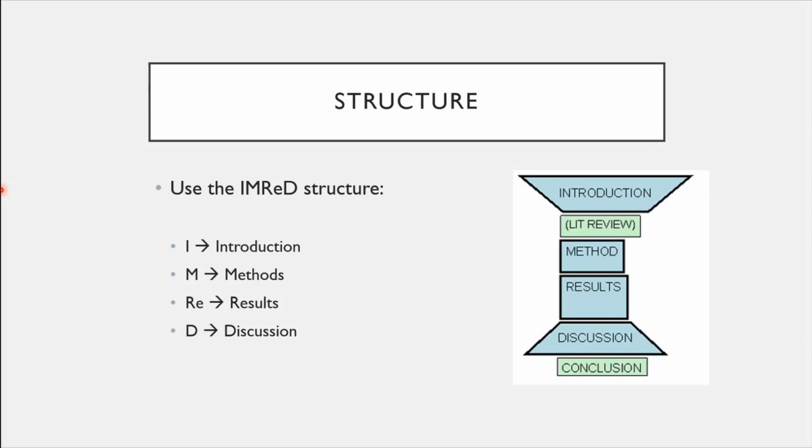So I is for introduction, which most of the time includes a literature review, and then you have the method section, and then R for results, followed by discussion, and often followed by a conclusion section. And sometimes these two are fused, a discussion and conclusion.